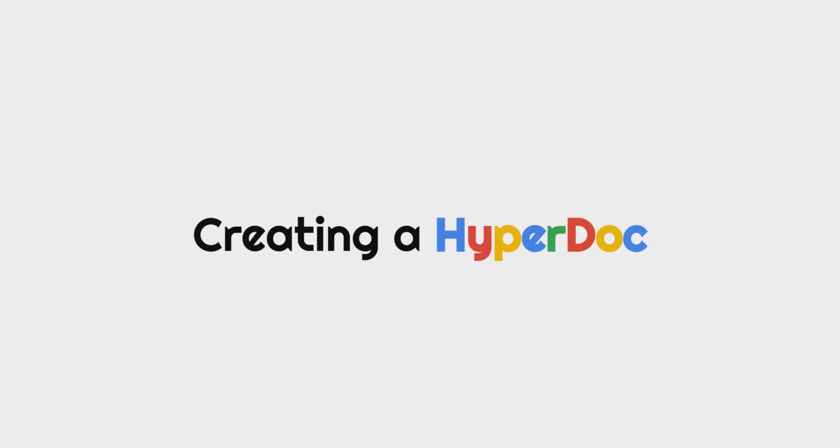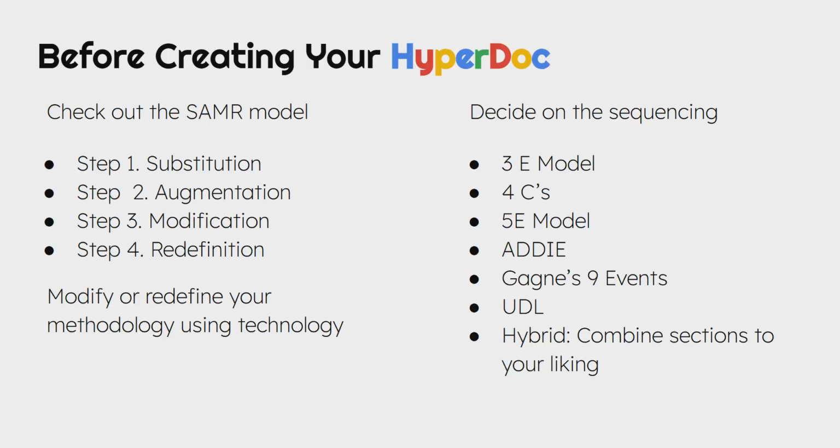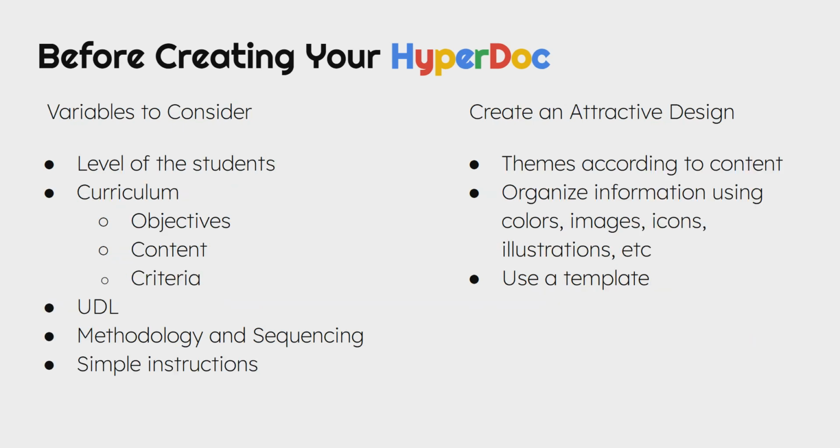Now I'm going to walk you through the steps so you can create your own Hyperdoc. Before creating your Hyperdoc, it may be useful to check out the SAMR model to help you redefine your teaching methods while integrating technology. Next, decide which instructional model you would like to use, such as the 3E model, the 4 Cs, 5 Es, ADDIE, Gagne's 9 events, UDL, or a hybrid where you combine sections to fit your needs. Then consider the level of students in your curriculum before creating an attractive design to draw in students.